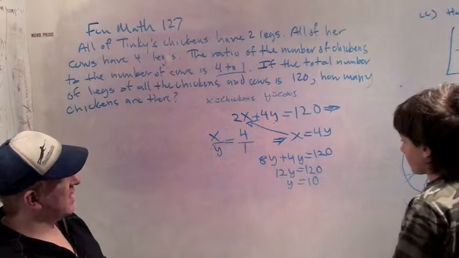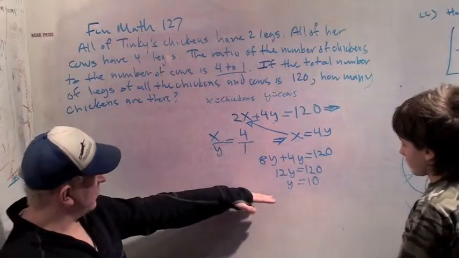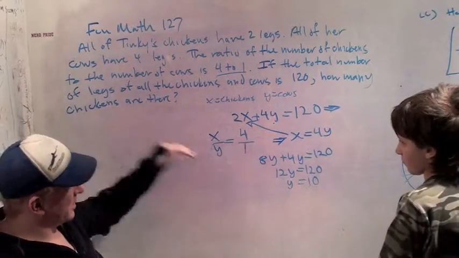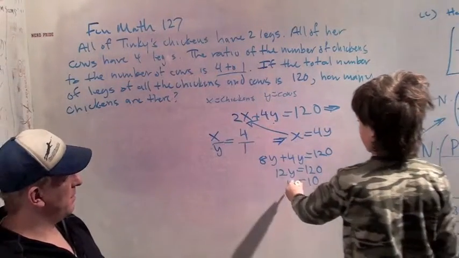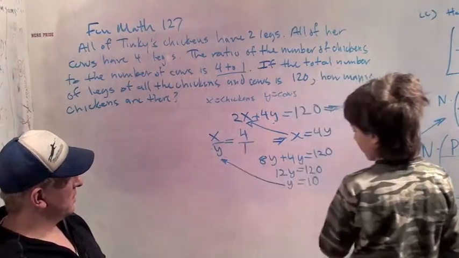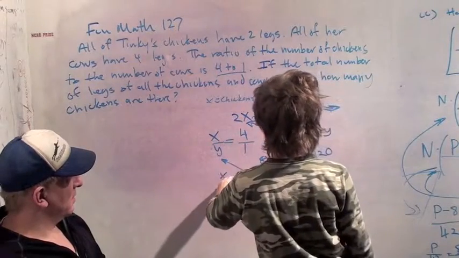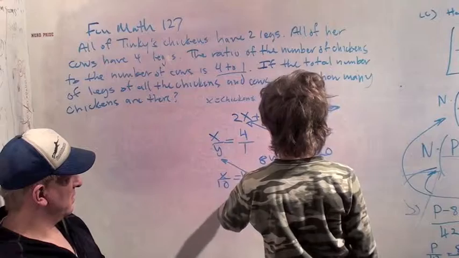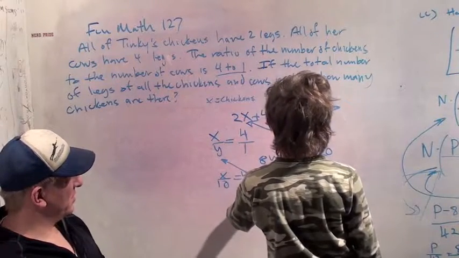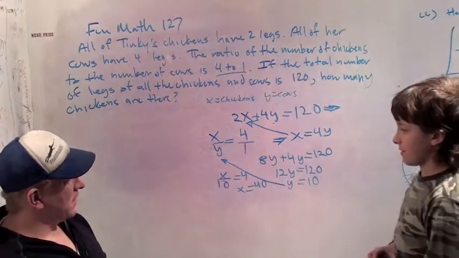So the problem asked us to solve for chickens. It ended up being that we solved for cows, which isn't really that much of a problem. We can plug that into here, and it becomes x over 10 equals 4. So x is 40. The number of chickens is 40. That's a lot of chickens.